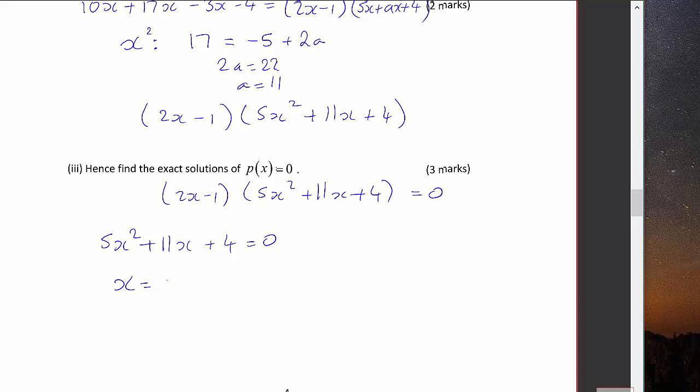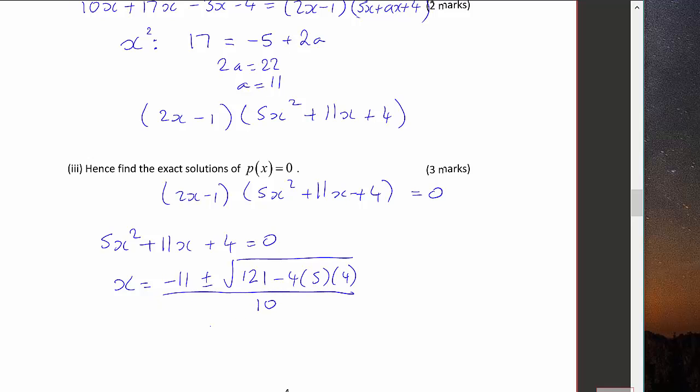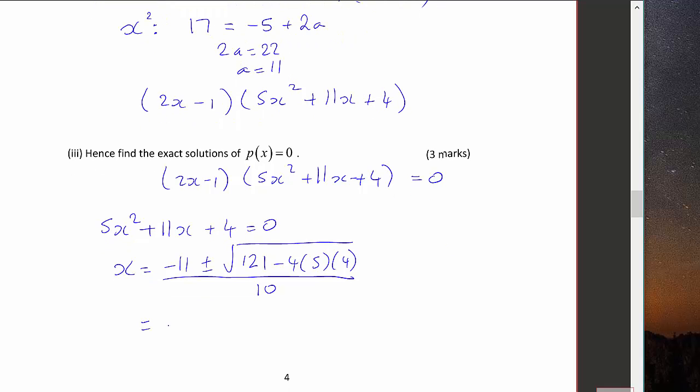So let's use the quadratic formula. So we've got negative 11 plus or minus the square root of 11 squared, take away 4 times 5 times 4, all over 2 times 5, which is 10. So that's going to be negative 11 plus or minus the square root of 41 over 10, or x is equal to half.